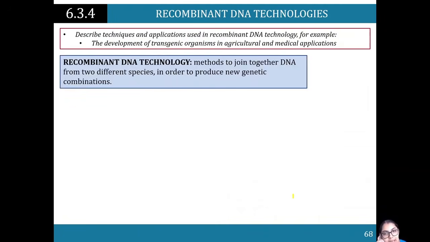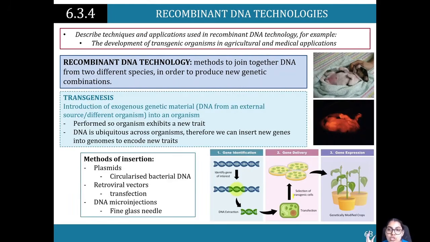Okay, recombinant DNA technologies. This is essentially a method to join together DNA from two different species in order to produce new genetic combinations. Transgenesis is the process through which we introduce exogenous genetic material, which is like material from outside the organism, into another organism. It is performed so that the organism can exhibit a new trait. And remember, DNA is ubiquitous, it's the same across organisms, so we can insert new genes into genomes. The way we can do it is through plasmids, retroviral vectors, or DNA microinjections, which is like a fine glass needle.